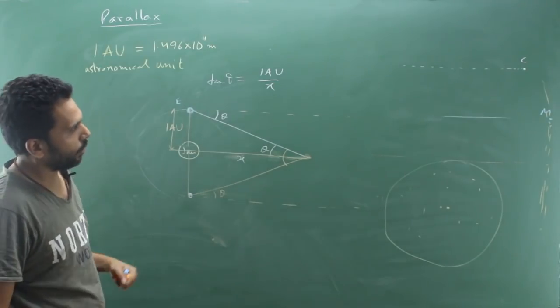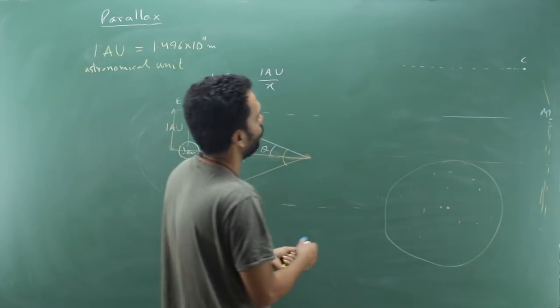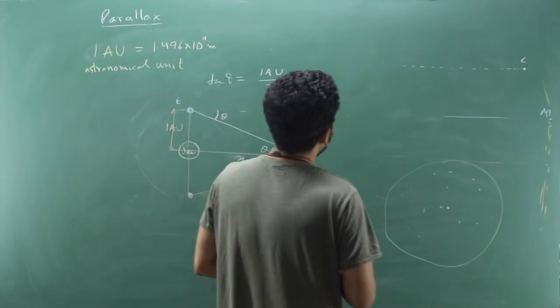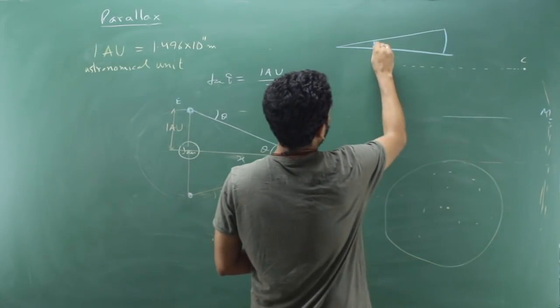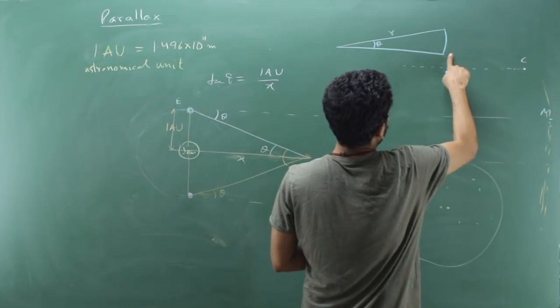Got the point? Okay, one thing I just skipped in the start. One basic thing you need to know is what is the relation between angle, radius and the arc length.